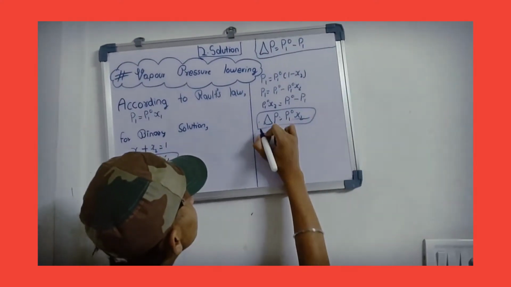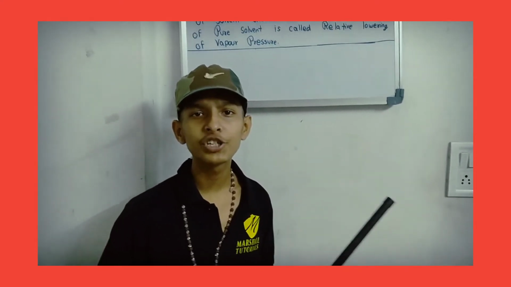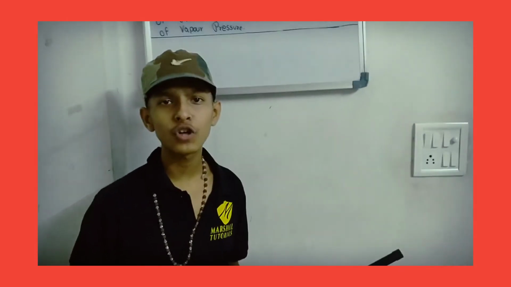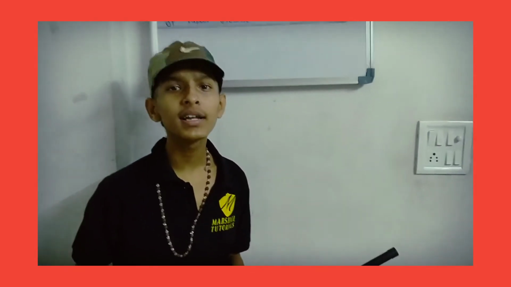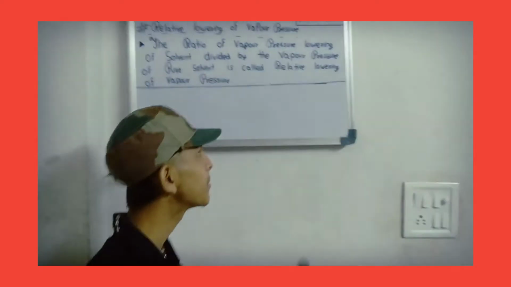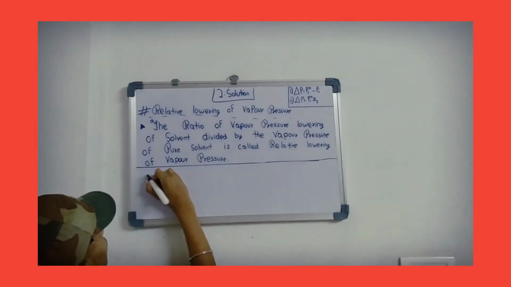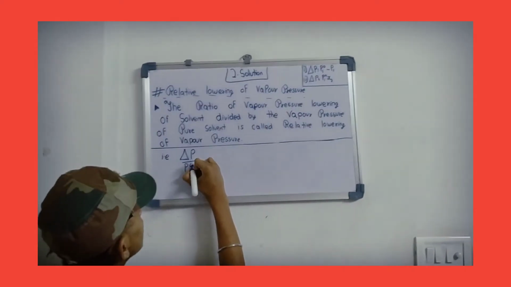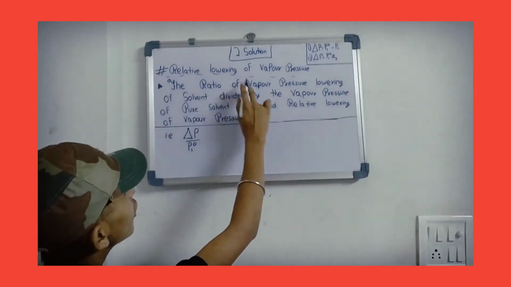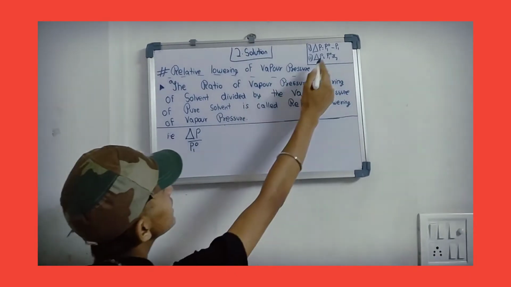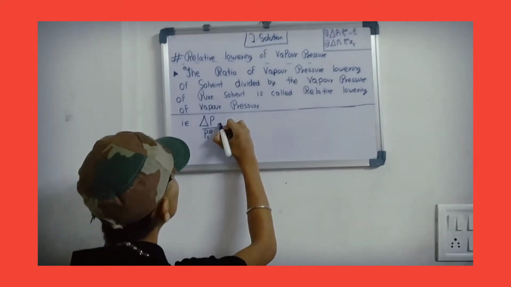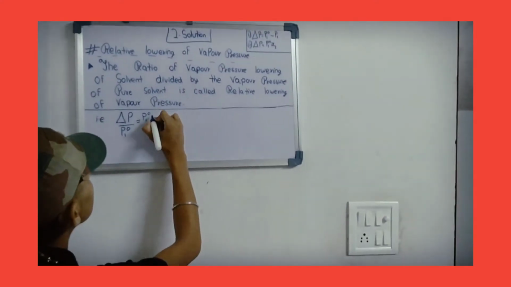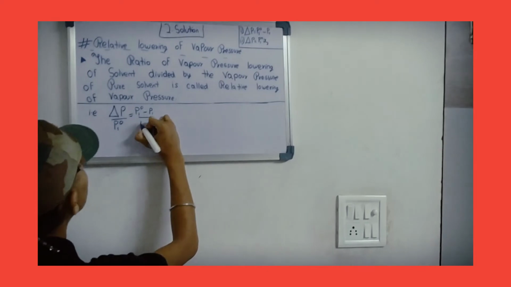So now we will be studying relative lowering of vapor pressure. Guys, let's look at what relative lowering of vapor pressure is. The ratio of the vapor pressure lowering of the solvent to the vapor pressure of the pure solvent is known as the relative lowering of vapor pressure. So delta P upon P1 naught is the relative lowering of vapor pressure. And now we know that delta P is equal to P1 naught minus P1. So if we substitute this value, this becomes P1 naught minus P1 upon P1 naught.